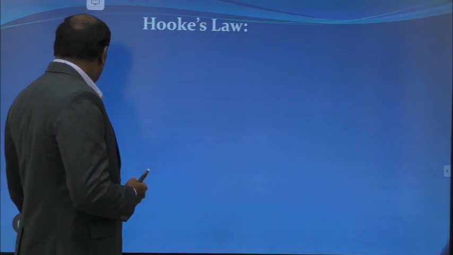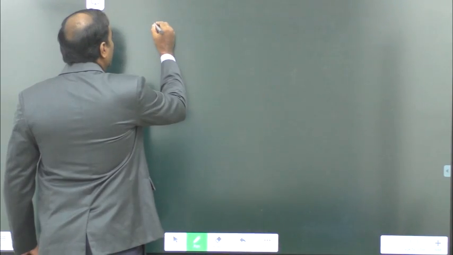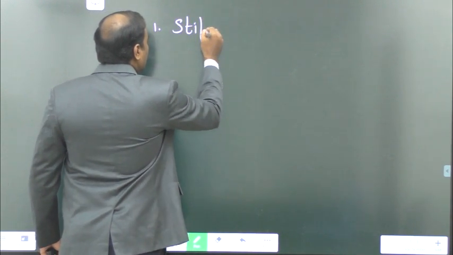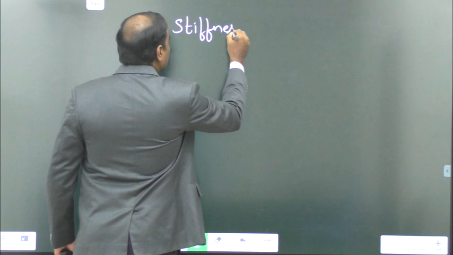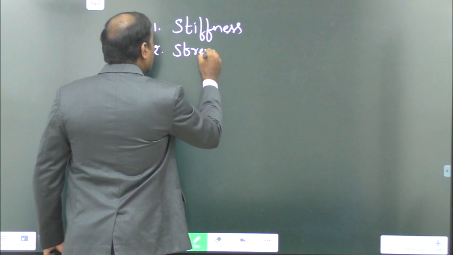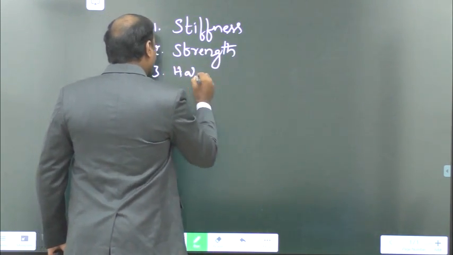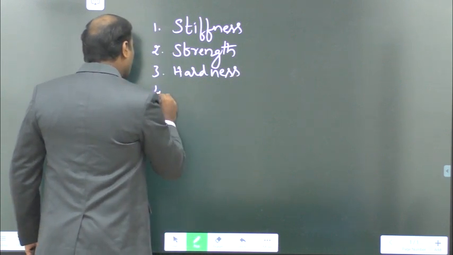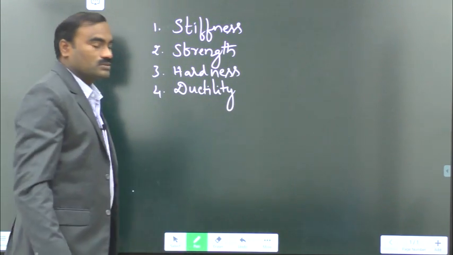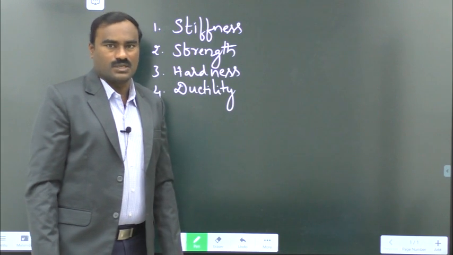Before going to today's topic, I would like to remind you what we learned in yesterday's class. First of all, we learned about the most important mechanical properties. They are stiffness, the second one is strength, third one is hardness, and the fourth one is ductility. So these are the four important mechanical properties of solids.